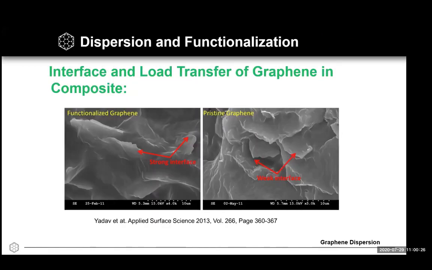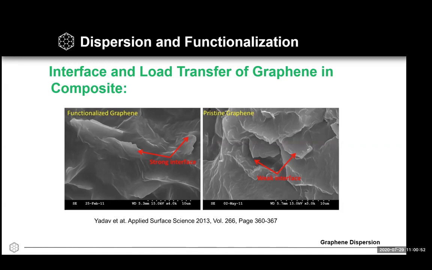So back in 2013, Professor Yadav and others at Konkuk University in Seoul, South Korea, did a study comparing graphene that had been chemically functionalized to be compatible with a urethane matrix, and compared it to what happens when you add pristine graphene in its place, and you put that into the same urethane composite matrix.